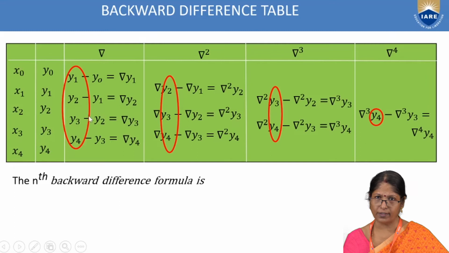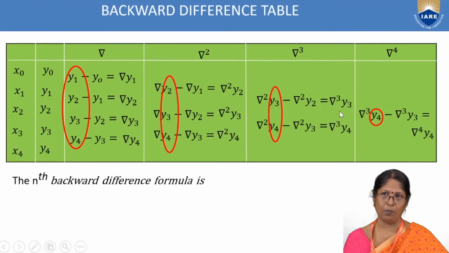So from this, the circles indicate how to keep this formula and the naming part in mind in a very easy manner. That is, the first term along with the backward difference operator gives the name.